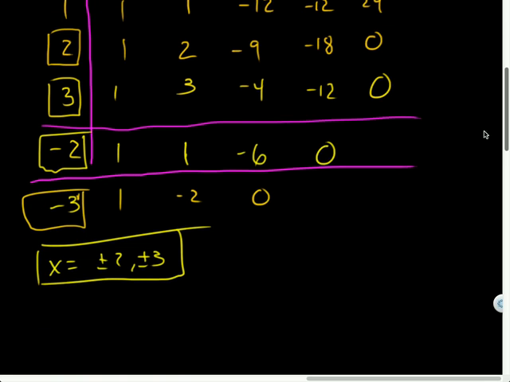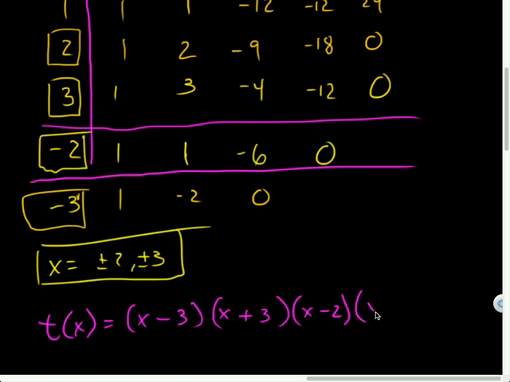And not that we had to do this, but could you tell me a factor that would have been in my polynomial? I think it was t of x, wasn't it? Could you tell me what a factor would have been? Give me one factor, somebody. X minus 3? Yep, that would be one. Could someone give me another one? X plus 3? Another one? X minus 2. And could someone else give me the last one? X plus 2.